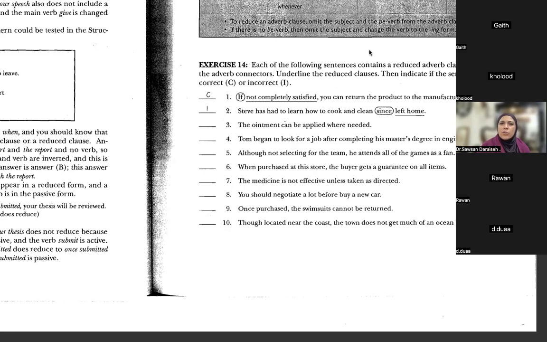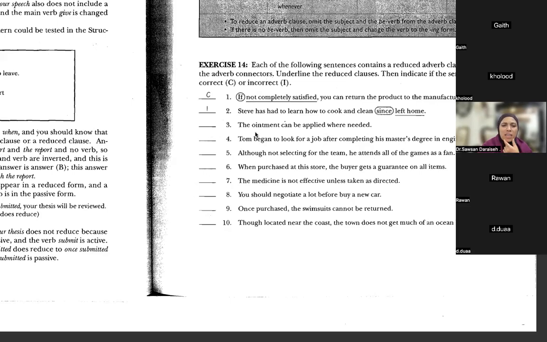You know what, Dr. Khulud, the best way to deal with such sentences, first of all, as they say here, is to circle the adverb connector. Try to find the adverb connector. Where is the adverb connector? Yes, where. It's done, where? So it's correct, and you are right. This is correct.